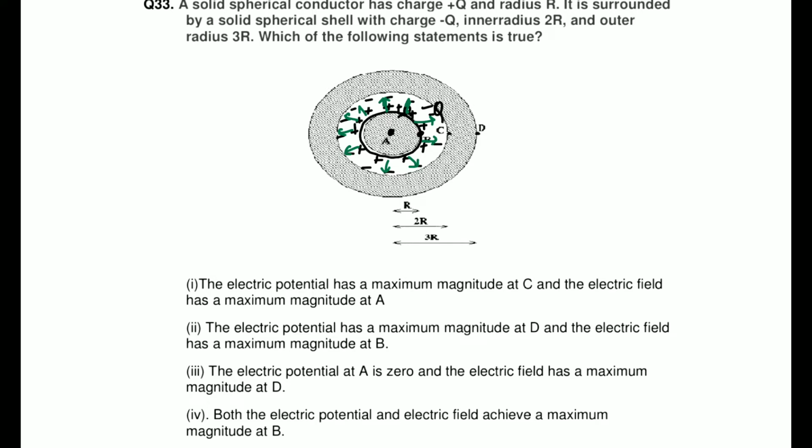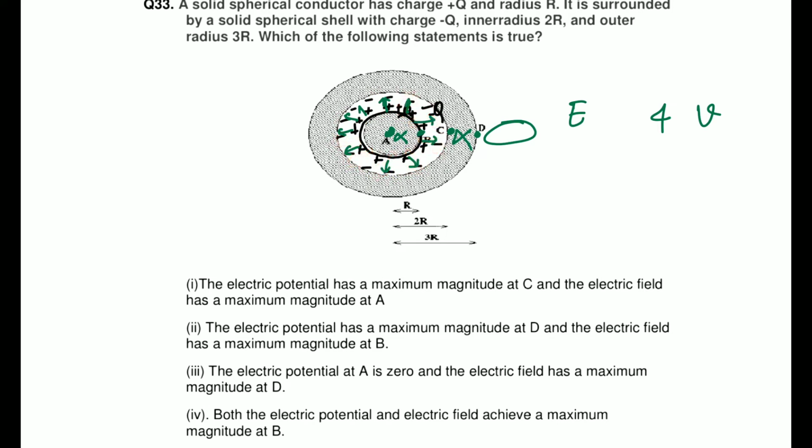According to the question, you have 4 points: A, B, C, and D. We have to talk about electric field and electric potential. Electric field will not be here. Outside there is no electric field, inside the conductor also there is no electric field. The only electric field that you can see is in this particular region, the empty region.